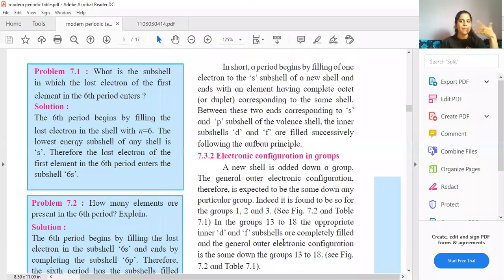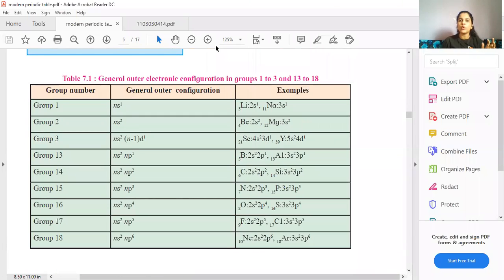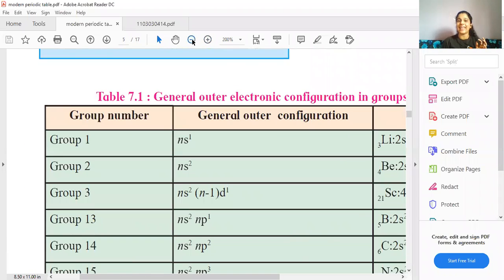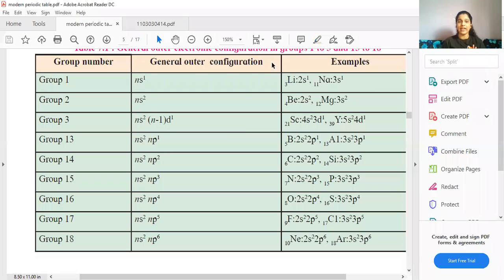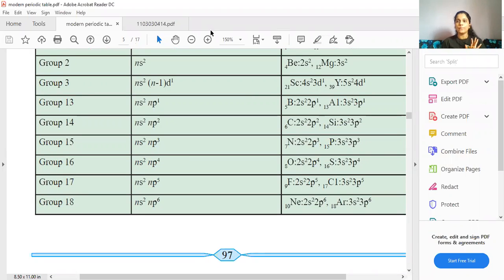So you all can see a pattern over here. For group 2, in general, I can write it as ns2. Okay, fine. Students, I hope this is making sense. Now here, if you all observe one thing, they have just written for group 3. Students, from group 3, just a minute.